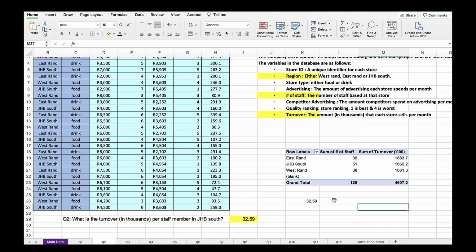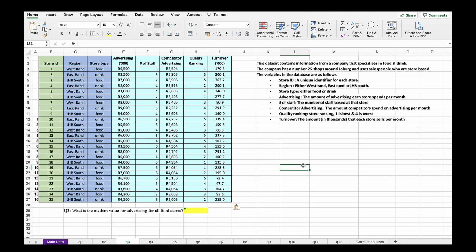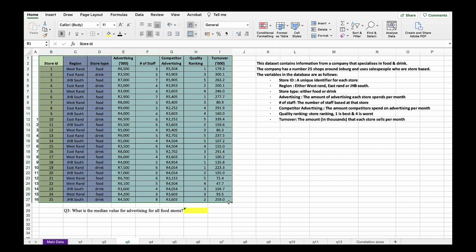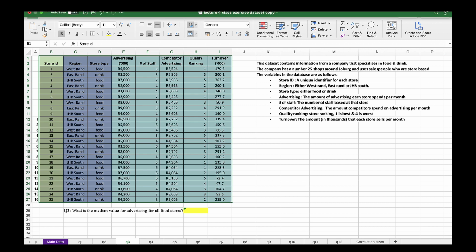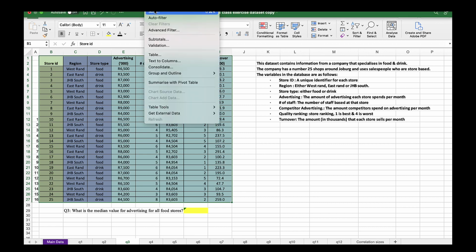Let's move on to question 3. So question 3 is asking me the question, what is the median value of advertising for all food stores? Now the issue with this is that we've got a whole mixture of food and drink stores over here. So what I'd like to do first is I need to sort out the table. So let's highlight the entire table, including the headings, so I can use the headings when I sort. And you go, so you highlight the whole table and you go data sort.